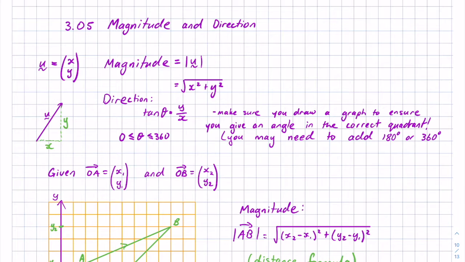Now you do need to make sure that you draw a graph, a bit of a diagram, so you're making sure that you're in the correct quadrant. So you may need to add 180 or 360, I'll put that in brackets later. Now theta is always given between 0 and 360 for vectors. So let's look at this.